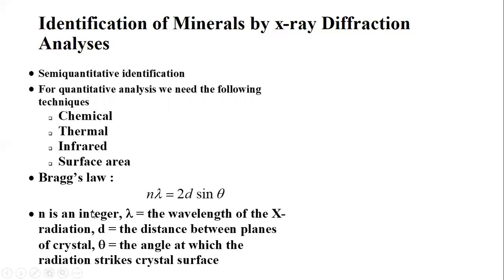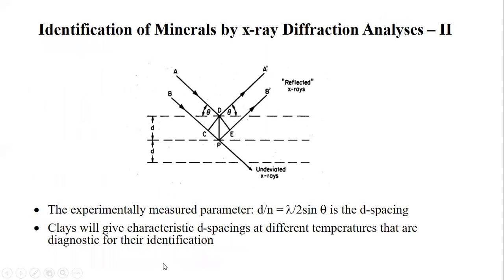So n is an integer, that means it's 1, 2, 3, 4, whatever. It's a whole number, no fractions. Lambda is the wavelength of the X-ray radiation that we're using. D is the distance between planes of crystals. We'll look at the diagram in a second and see that d. Theta is the angle at which the radiation strikes the crystal surface.